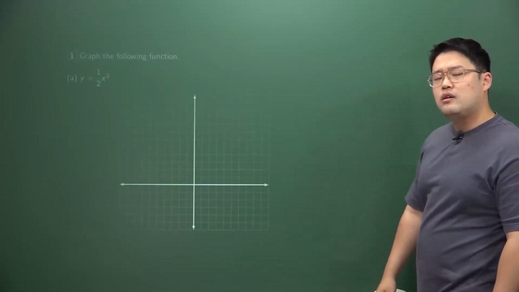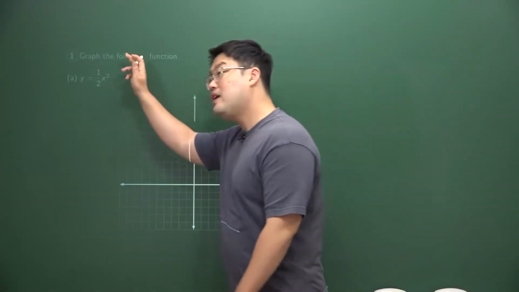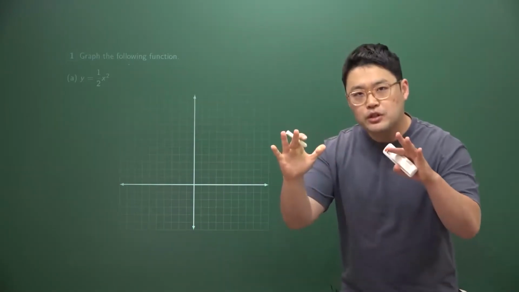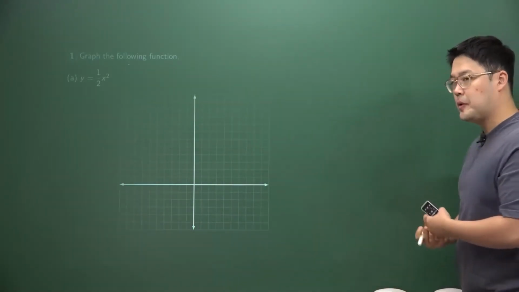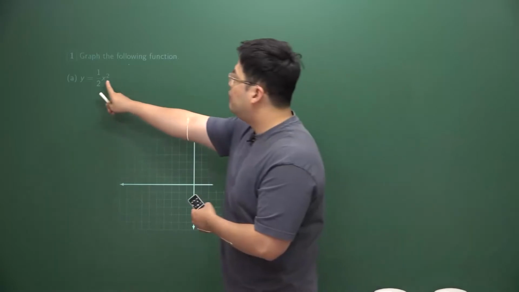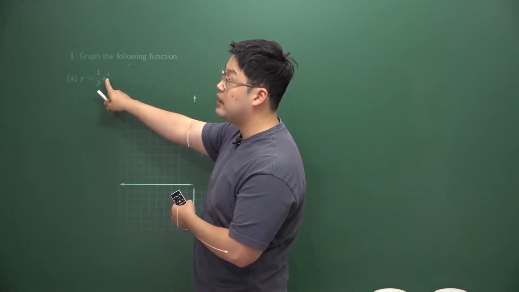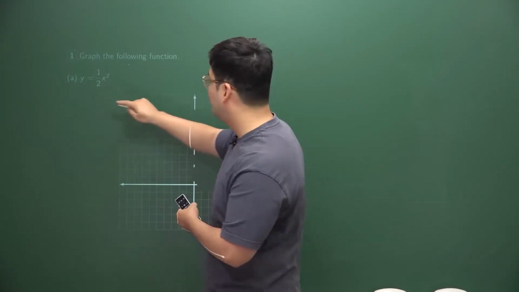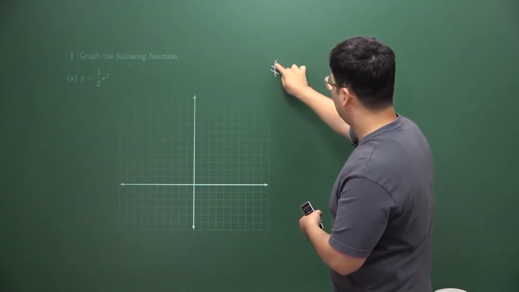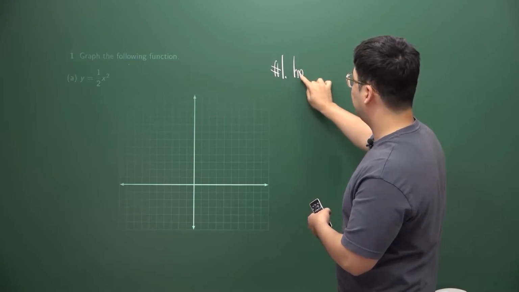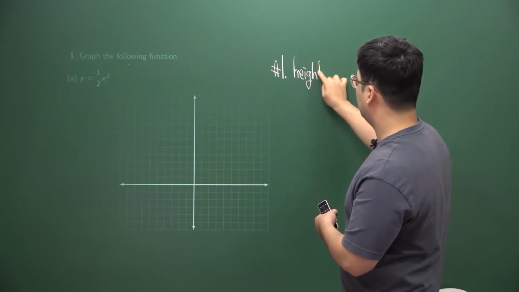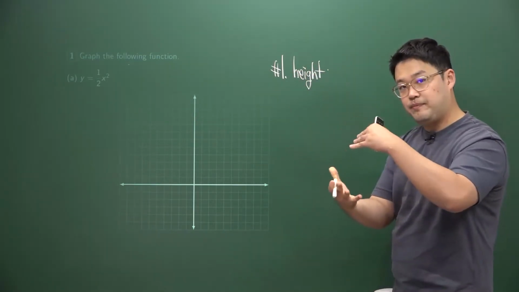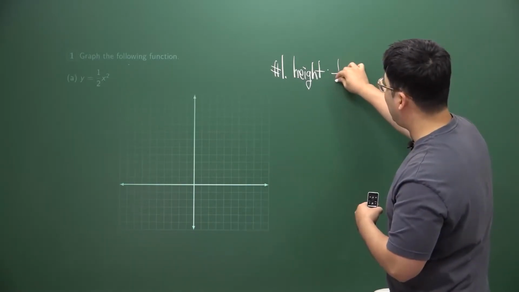All right, so let's look at number 1. In order to understand number 1, first we have to write down what really happened here. In front of x squared, we have multiplied by 1/2. That means we're going to cut our height by half. So number 1, my height has been halved, 1/2.